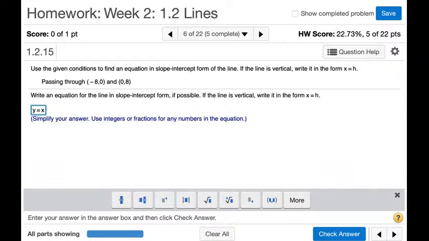Now we can check it before we submit it. When x is negative 8, y is 0. When x is 0, y is 8, which is what we have. So we can confirm those. Next question.